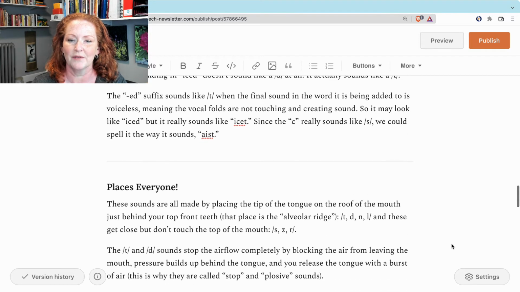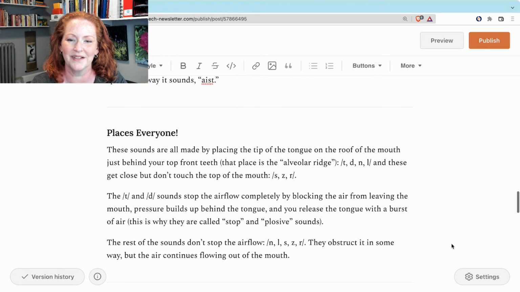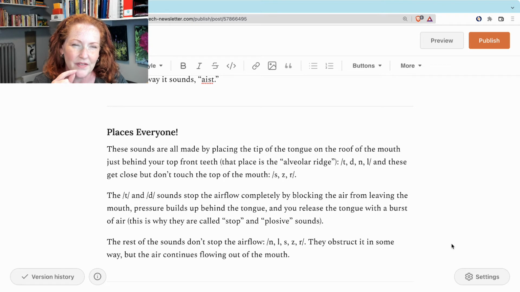So what's happening after that? It's important to know where the placement in your mouth is for these sounds that are influencing each other. So t, d, n, l. The tip of the tongue is touching behind the top teeth, and that spot is called the alveolar ridge. So t, d, n, l. These all touch in the same spot.